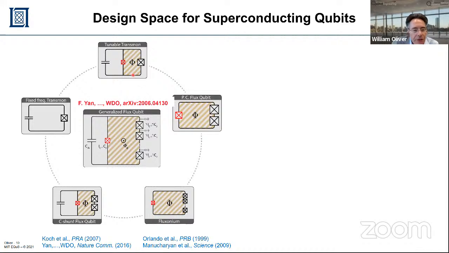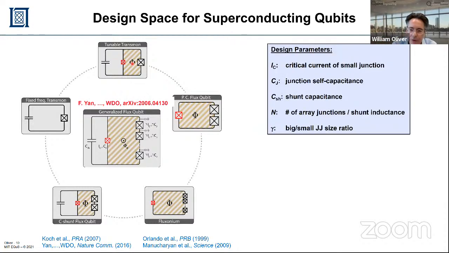One big innovation is to take the junction and split it into two junctions. They don't have to be the same area, but two junctions that form a loop that we call a squid. And by putting a magnetic field through that loop, we can tune the 0-1 transition frequency. That's just one of the innovations, right? In fact, there are many design parameters, such as the critical current of the junction, the capacitance of the junction. We can add an additional capacitance, as you see here. We can add more junctions in an array. We could even add a physical inductance, et cetera.